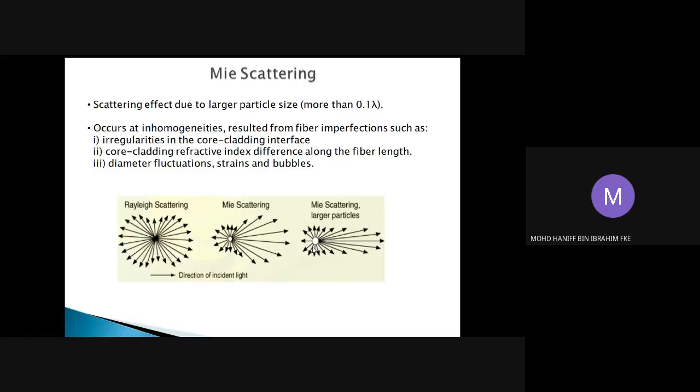And then we have Mie scattering. Allow me to finish this before we end the class today. Mie scattering is another type of linear scattering in which the scattering effect is due to larger particle size.